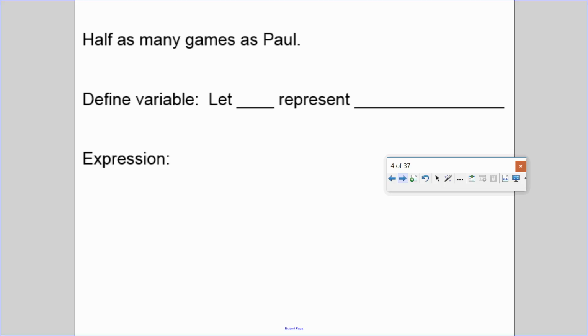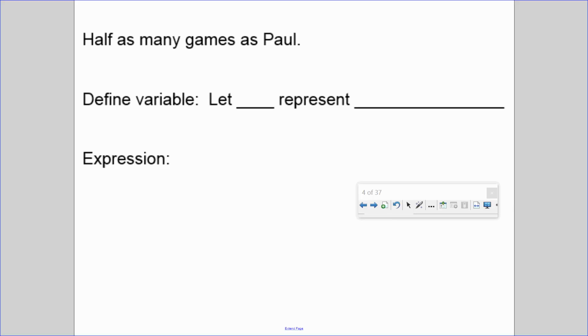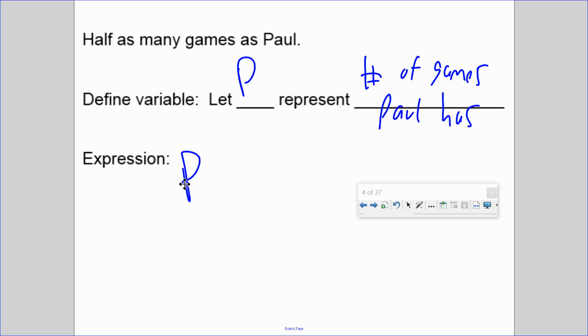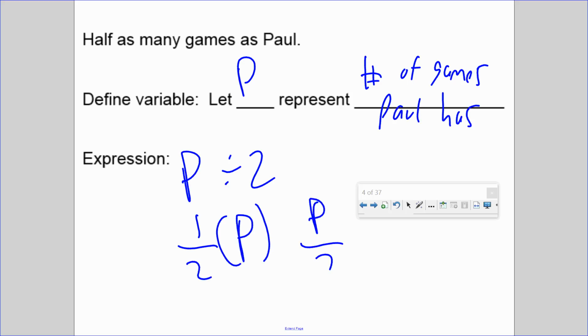Half as many games as Paul. Do we know how many games that Paul played? That's P equal the number of games Paul has, or number of Paul's games. So half as many. Half means divide by 2. We can do half of Paul, or we can even write it as P divided by 2. All of these mean the same thing. It's half of what Paul has. If you know Paul has 10, 10 divided by 2, half of 10.